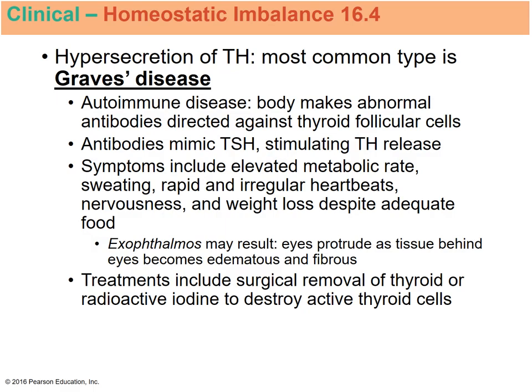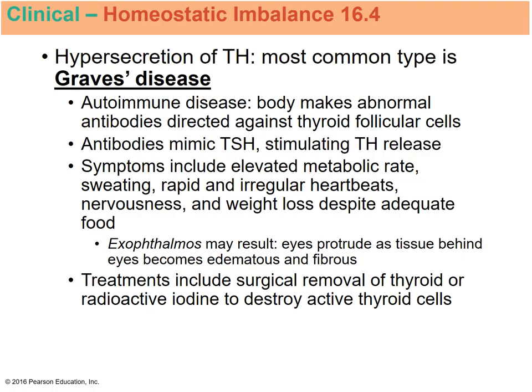Hypersecretion is too much of the thyroid hormone. One of the most common disorders is Graves' disease. It's an autoimmune disease. What happens is the body starts to make antibodies against those follicular cells of the thyroid. Symptoms often include increased metabolic rate, increased sweating, irregular fast heart rate, nervousness, and weight loss, even though you're eating a lot, because of this elevated metabolic rate.